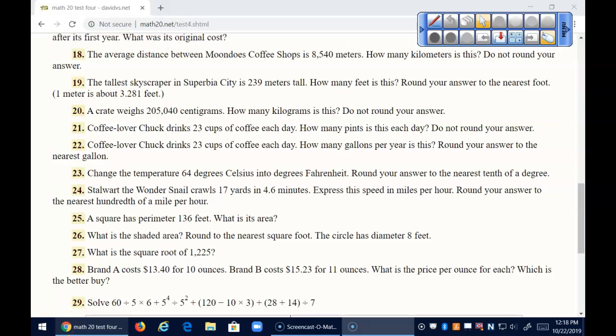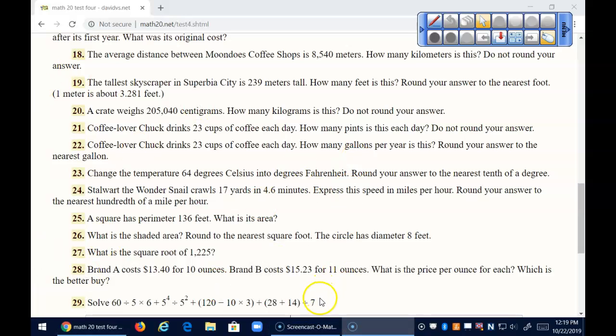Let's warm up our brains since it's Tuesday. So here's some Math 20 review problems. Which one or two would be interesting to work on together? Are these big enough, by the way? Let's do 29. Okay, 29 is a great one.